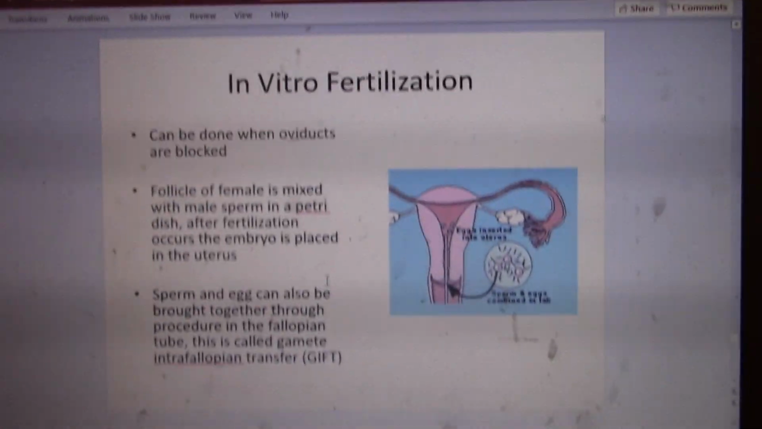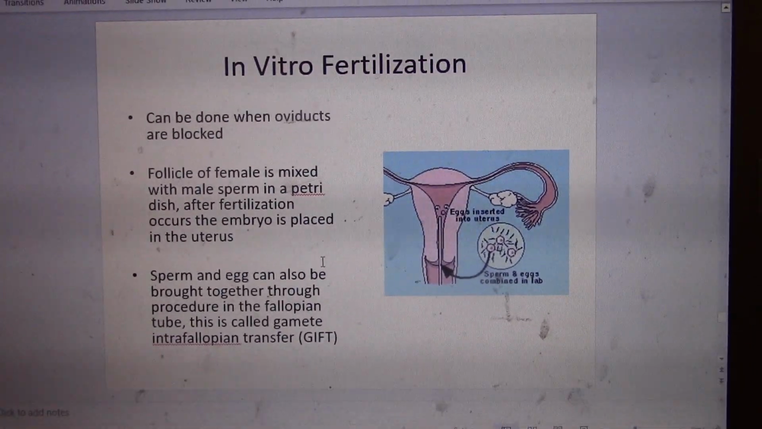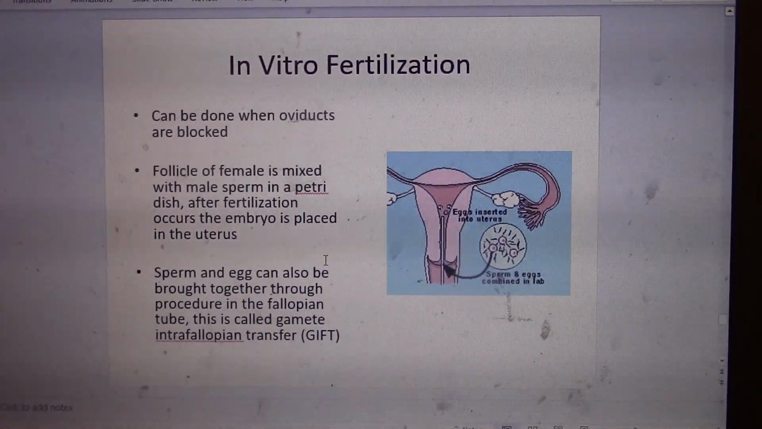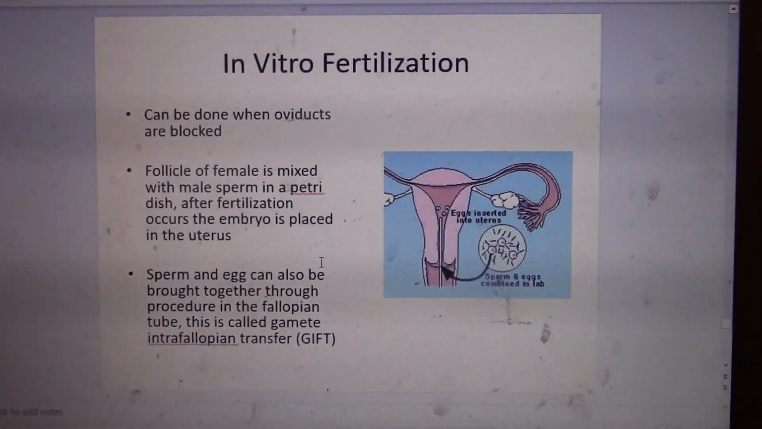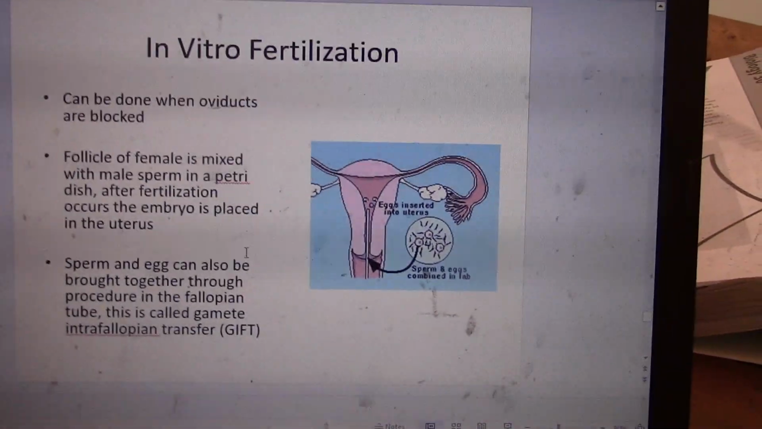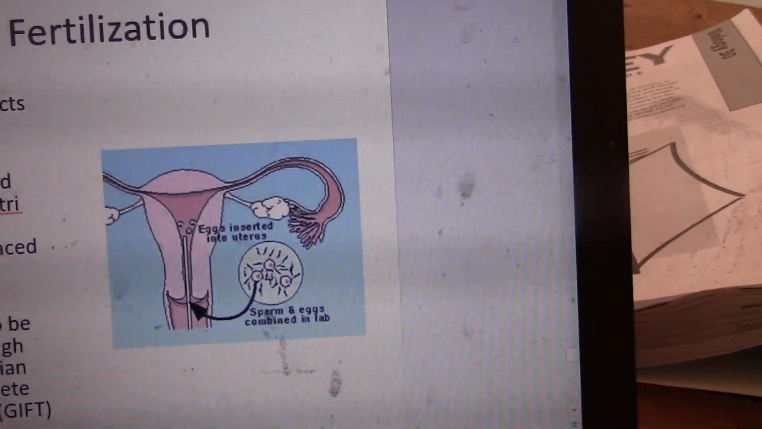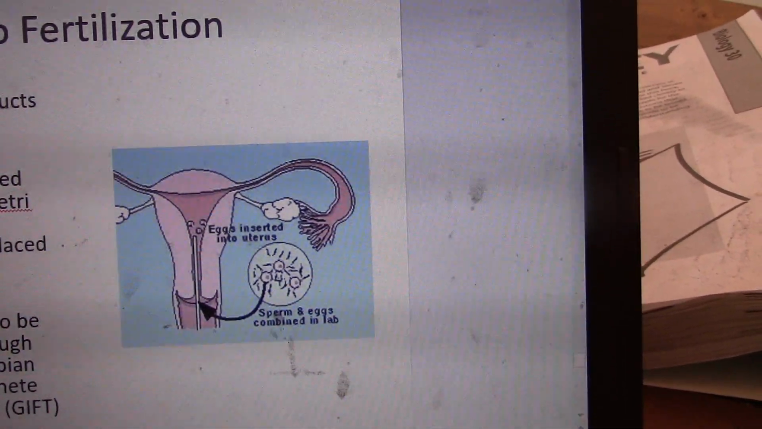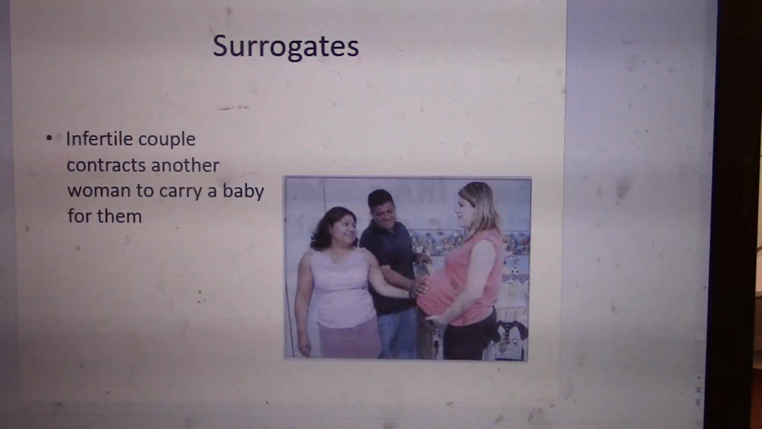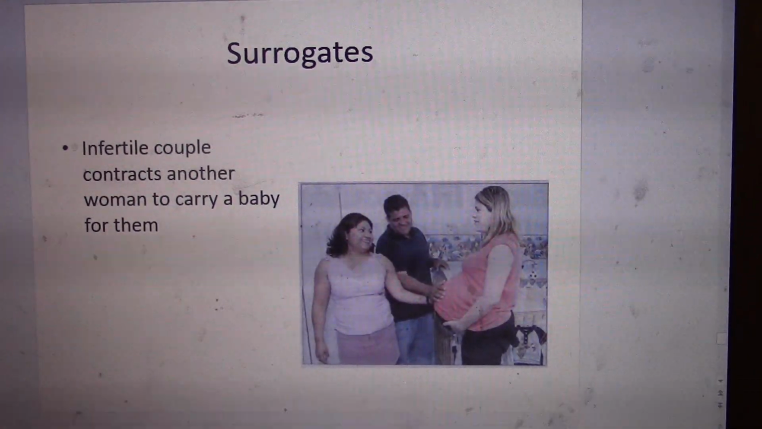So it can be done when oviducts are blocked. The follicle of the female is mixed with male sperm in a petri dish. Sperm and egg can also be brought together through a procedure in the fallopian tube, and this is called gamete intrafallopian transfer, or GIFT. And again, really easy anatomical question, like where's the place of implantation? And again, this is what surrogacy looks at, so that might be an interesting bioethics project for you to take a look at.